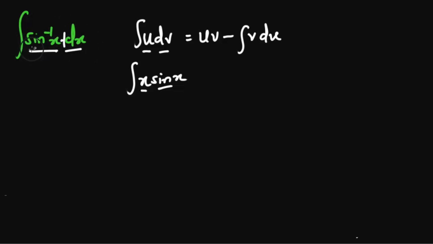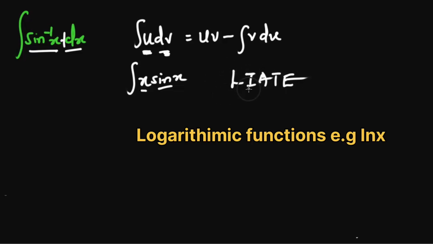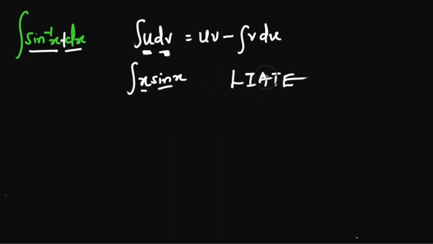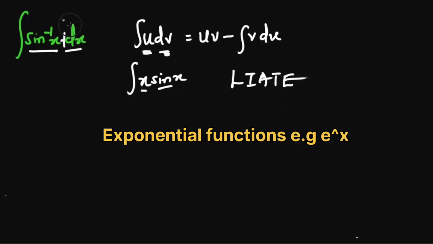Now, how do we decide which function to choose as u and which as dv? We can make use of our LAET method. In the previous video, I talked about the LAET method and we solved some problems, so I'm just going to give you a brief explanation. L stands for logarithmic functions, I stands for inverse trigonometric functions, A stands for algebraic functions, T stands for trigonometric functions, and E stands for exponential functions.